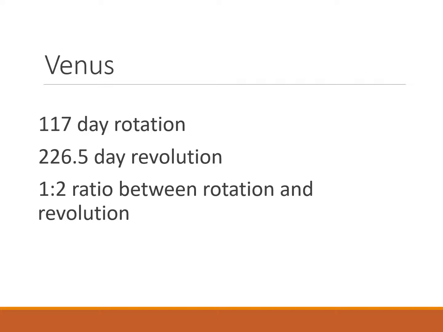Okay, Venus has a 117-day rotation. It takes 226 and a half days to revolve. That's a 1-to-2 ratio between the rotation and revolution rates. And what we find is that all of the inner planets have these whole number ratios, which allows them to stay in orbit.